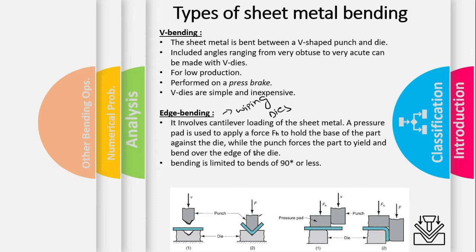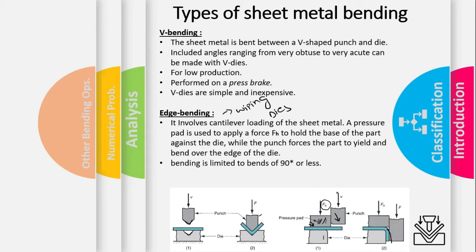While in the case of edge bending, we have an additional feature that is known as a pressure pad. The purpose of the pressure pad is to hold the sheet metal for the bending by the punch. So it involves cantilever loading. Cantilever loading means it is supported at one end while free at the other end. The pressure pad is used to apply the holding force Fh against the die. We have the die here. And the punch exerts the force to yield the sheet metal.